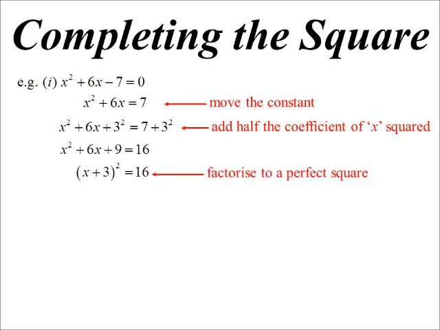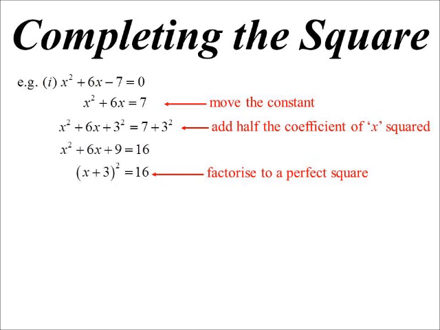So what we have done is we've created a perfect square on the left-hand side. We have completed the square. So let's actually turn it into the perfect square. And there it is, x plus 3 all squared. So we're now saying something squared is 16.